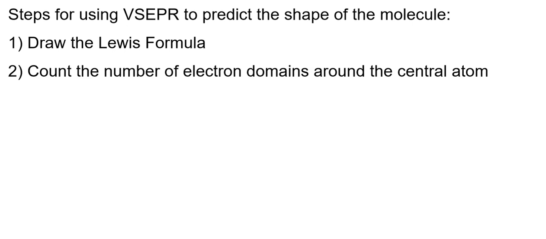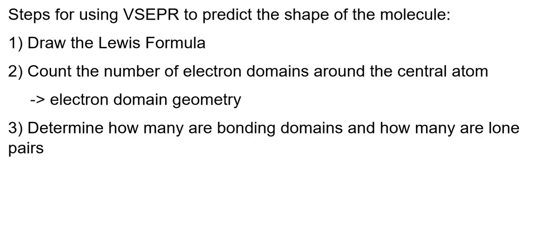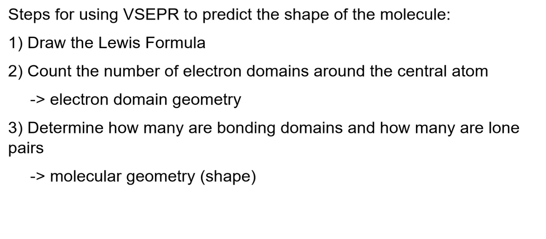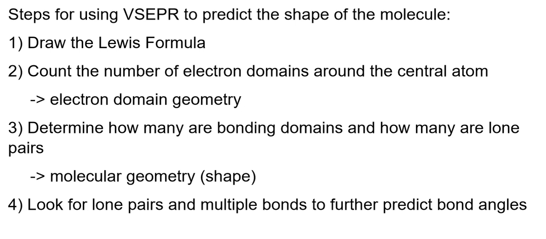Then we need to count the number of electron domains around the central atom. This will give us the electron domain geometry, as I previously mentioned. Then you're going to determine how many are bonding domains and how many are lone pairs. This will give you the shape. And then you're going to look for lone pairs and multiple bonds to further predict the bond angles. So you'll have standard bond angles that come with your molecular shape or electron domain geometry, and then you'll get distortions to that based on the lone pairs or multiple bonds present. I hope you found this brief run through of VSEPR helpful.